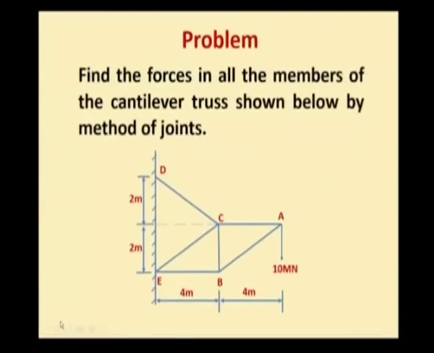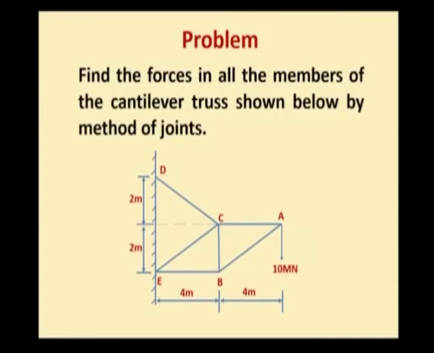Here in this figure, we have a cantilever truss. A cantilever truss is one in which one end of the truss is fixed. Actually, the ends D and E, that is joints D and E, are fixed, and the other end, that is end A, is free, and hence this truss is a cantilever truss. At the free end A, we have a force of 10 meganewton acting in the downward direction. Total span of the truss is 8 meters.